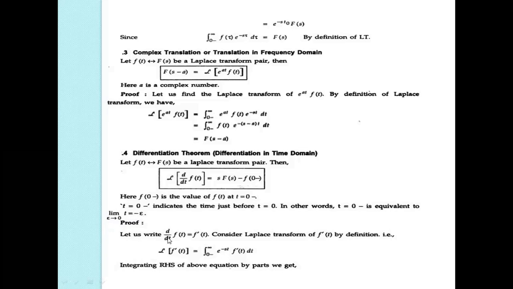And let us write that d by dt of f of t is f dash of t. Consider the Laplace transformation of f dash of t by the definition. Laplace transformation of f dash of t is the integral from 0 minus to infinity. I am taking 0 minus, my students, because it is unilateral. 0 minus to infinity e power minus st f dash of t. Why am I taking f dash of t here? We are applying the Laplace transformation for the derivative f dash of t.